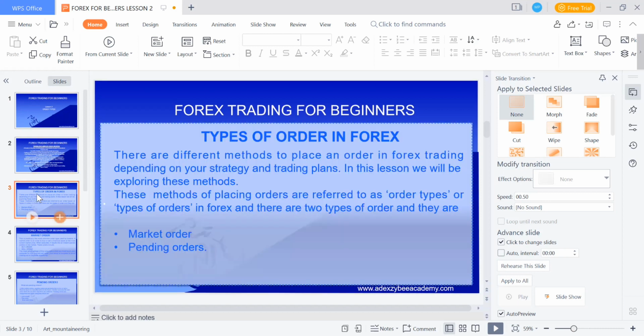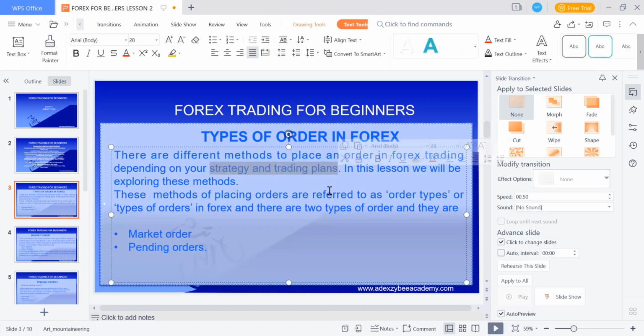Now, there are different methods to place an order in Forex trading, depending on your strategy and trading plans. We'll talk about strategies and trading plans in future lessons. For this lesson, we're talking about the methods by which you can place trades. These methods are referred to as order types, and there are two types of order: number one is market order, number two is pending orders.